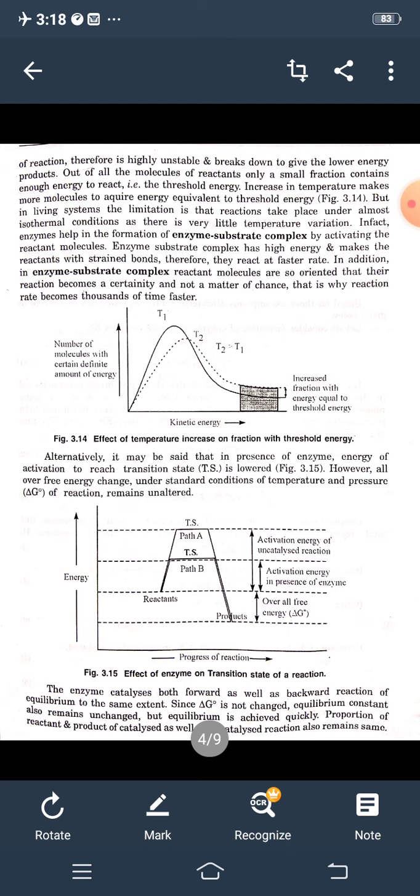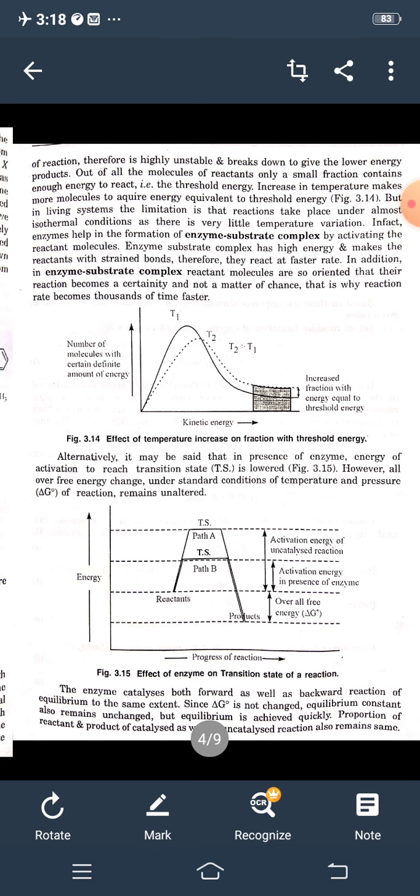The enzyme substrate complex has higher energy, making the reactant with strained bonds. Therefore, they react at a faster rate. In addition, in the enzyme substrate complex, reactant molecules are so oriented that their reaction becomes a certainty and not a matter of chance. That is why the reaction rate becomes thousands of times faster.